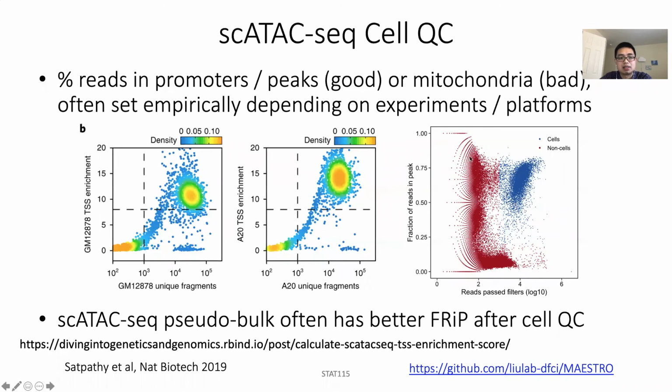Although it seems like those low quality cells are a lot, they contain very few reads. So you still get a good number of reads actually mapped to the good cells. And if you do a pseudo bulk again, using only those cells, it will have a better fraction of reads in peaks after this cell quality control.